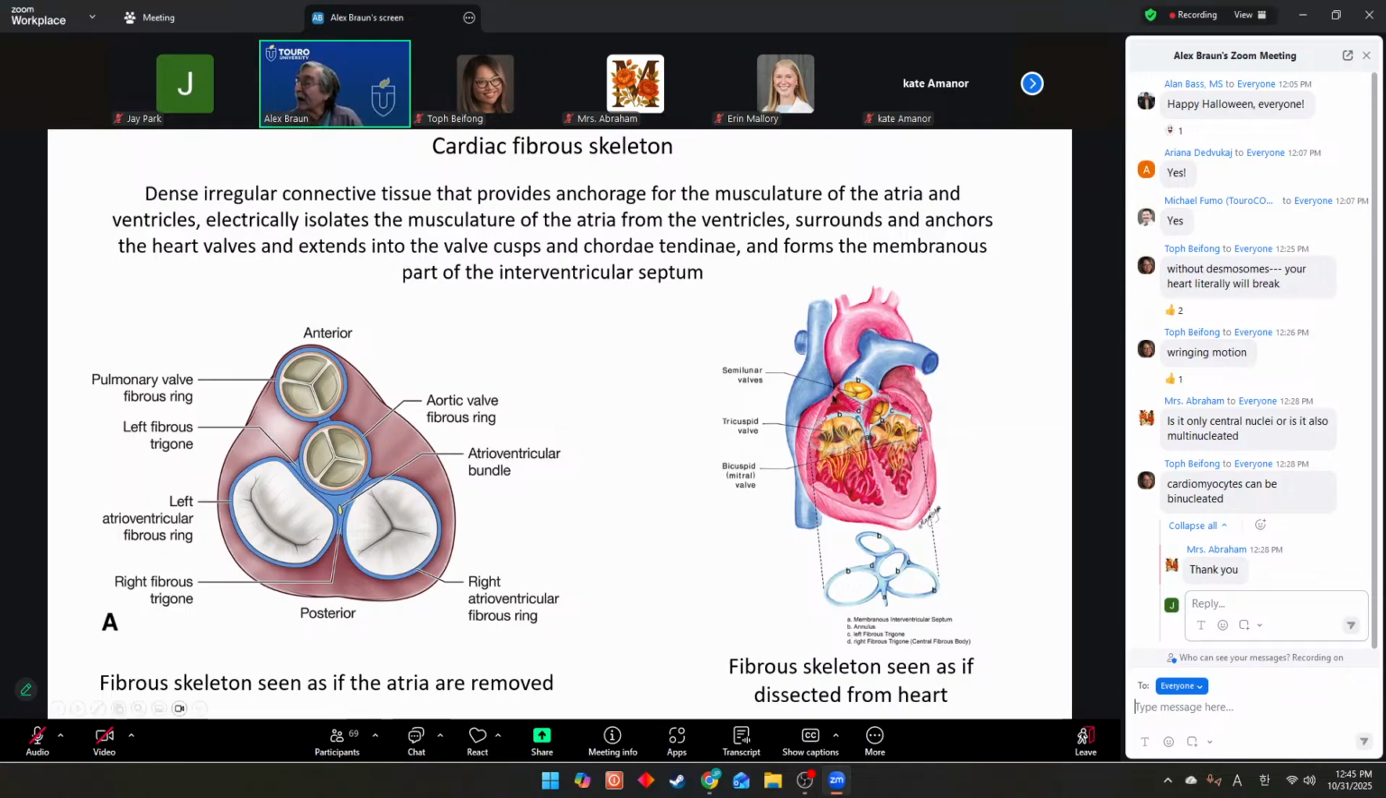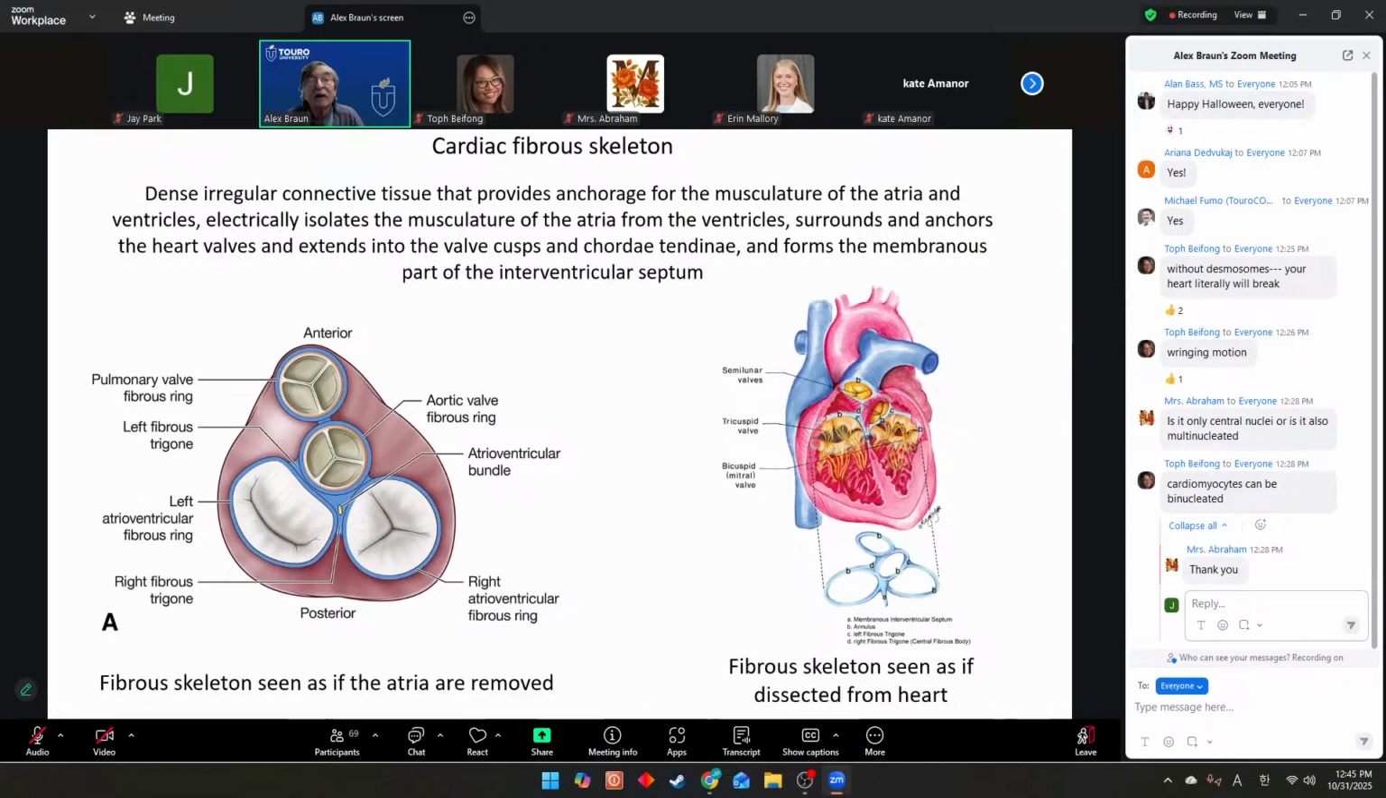On the right-hand side, you see an opened heart, and you see someone has dissected out the skeleton of the heart off of the heart, and it would look something like this if you were to dissect away the cardiac skeleton from the heart.